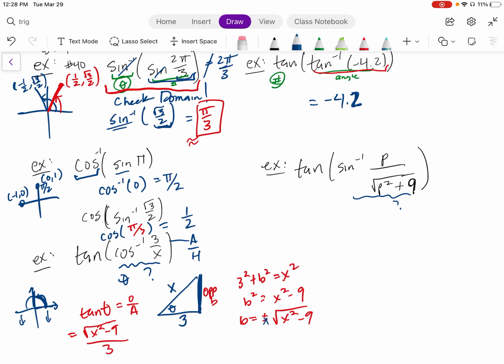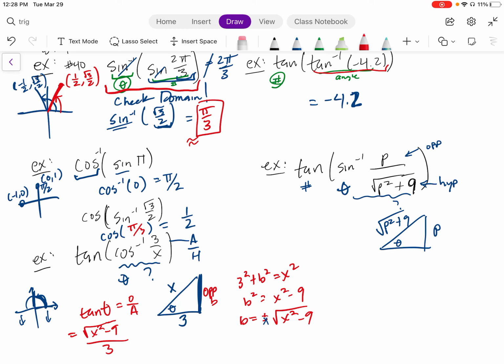All right, one more example. This one's a bit uglier, but same process, right? Sine inverse gives me a theta. Tan will give me a number, so I should have a number, and it could include variables. So the angle theta, who will give you opposite, right? Opposite over hypotenuse, p over square root p squared plus 9. But I want tangent again.